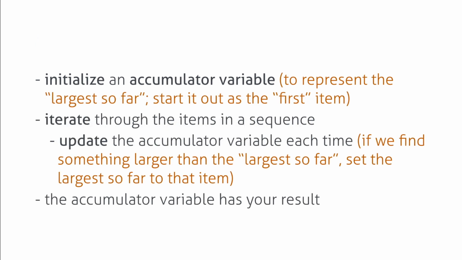So in the max value accumulation pattern, we're going to specifically initialize our accumulator variable to represent the largest thing that we've seen so far, and we'll typically start it out with the first item. Then we still iterate through all of the items in the sequence, and then we update the accumulator variable every time by saying if we find something larger than the largest value so far, then set the largest value so far to that item. And in the end, the accumulator variable has our result, which is the largest item in our sequence.